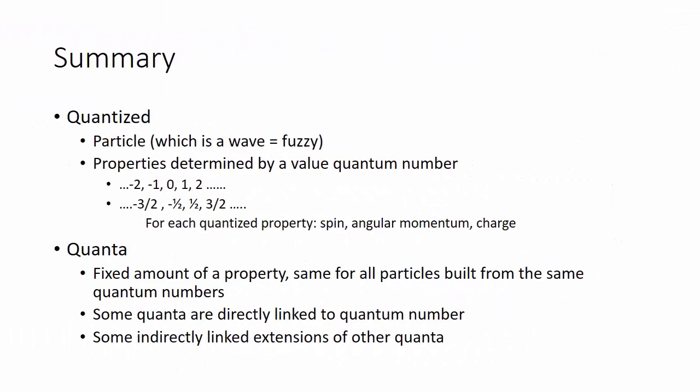This is a quick summary slide for quantized. That refers to particles and the properties of a particle, and quantized means it can have a quantum number of integer or half integer, but quanta refers to the amount of a particular property. And there are 2 types of quanta. There's quanta associated directly with a quantum number, like angular momentum, or indirectly, like energy.